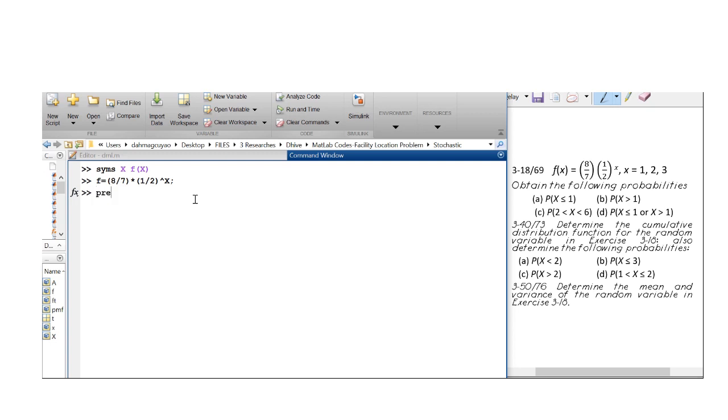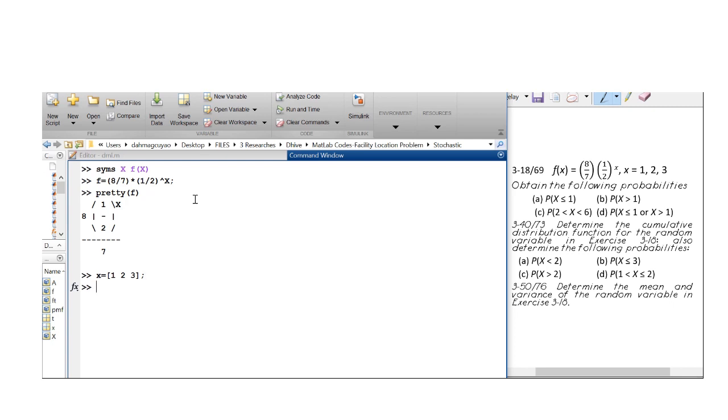Now if we want to check, pretty print, so f of x is equal to 8 over 7 times 1/2 raised to x. Now we know that x can take values, so I would be using lowercase x. So x takes the values 1, 2, and 3.